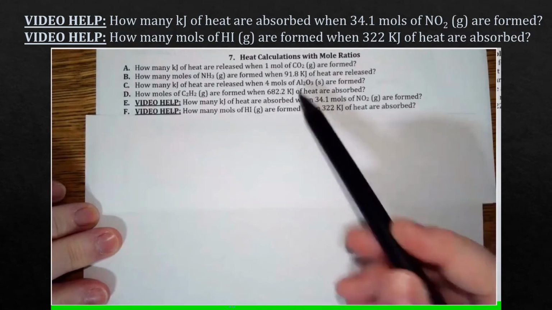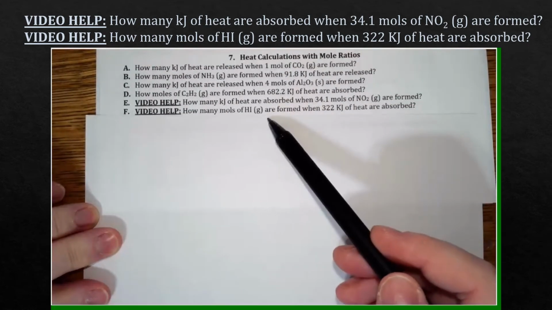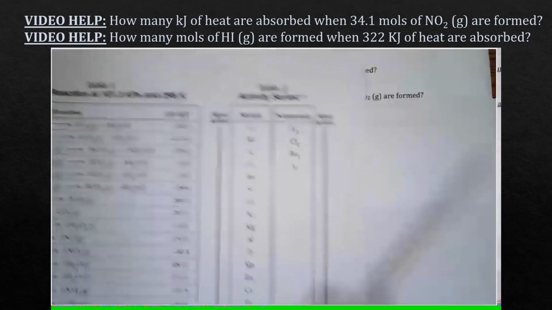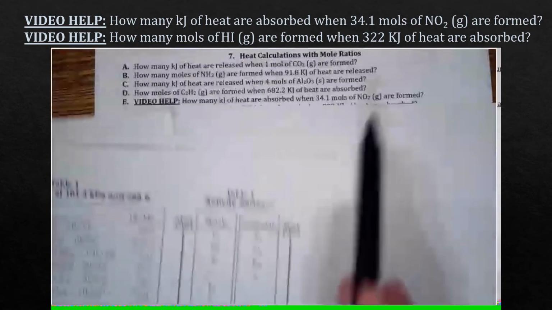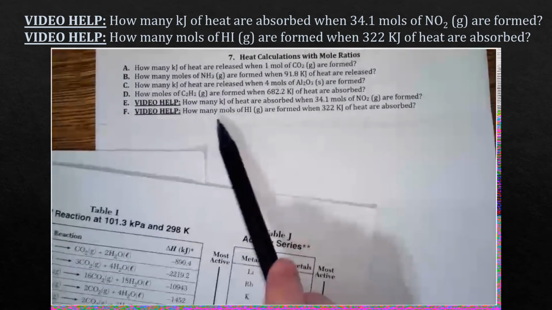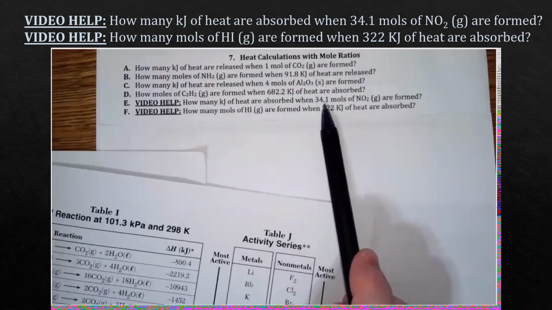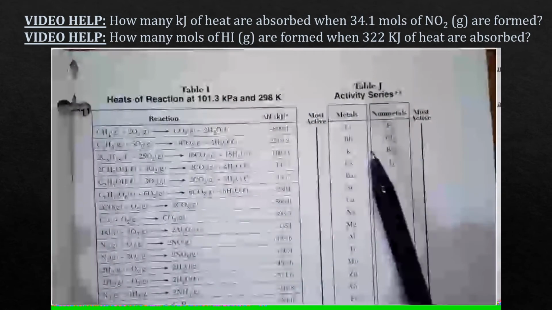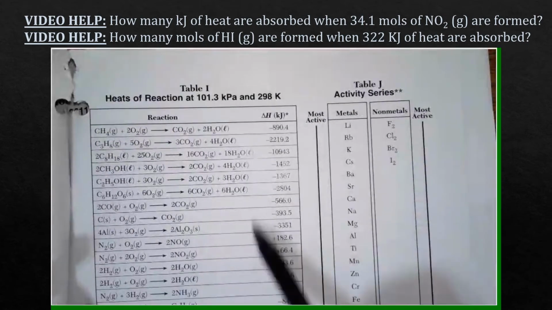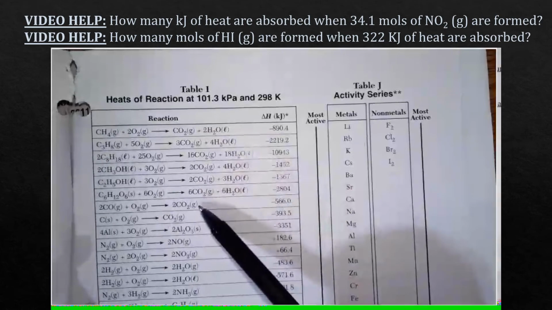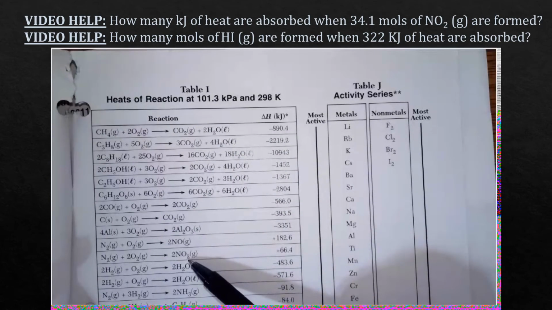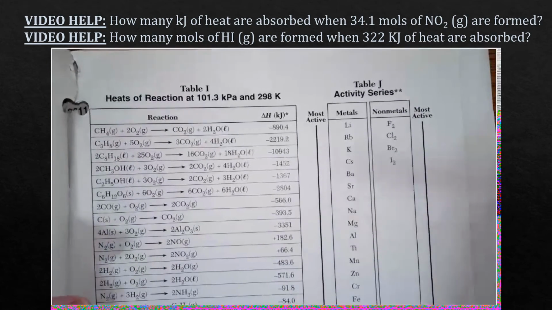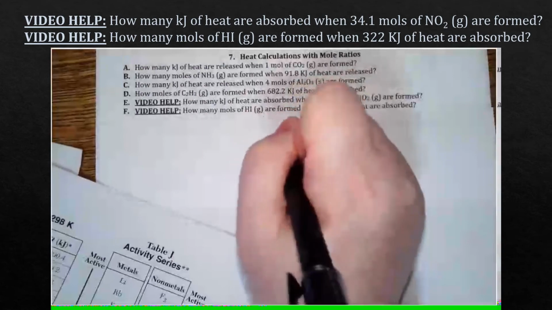All right, I am on this section right here. I'm going to help you with these 2 problems. For these 2 problems, you absolutely have to look at table I. Okay, so the first one says, how many kilojoules of heat are absorbed when 34.41 moles of NO2 gas are formed? So what I have to do, when it says formed, I'm looking for the product side. So I'm scrolling down to find NO2 gas. Oh, here we go. So when I look across from this equation, I see plus 66.4. So I'm just going to write that down, plus 66.4.